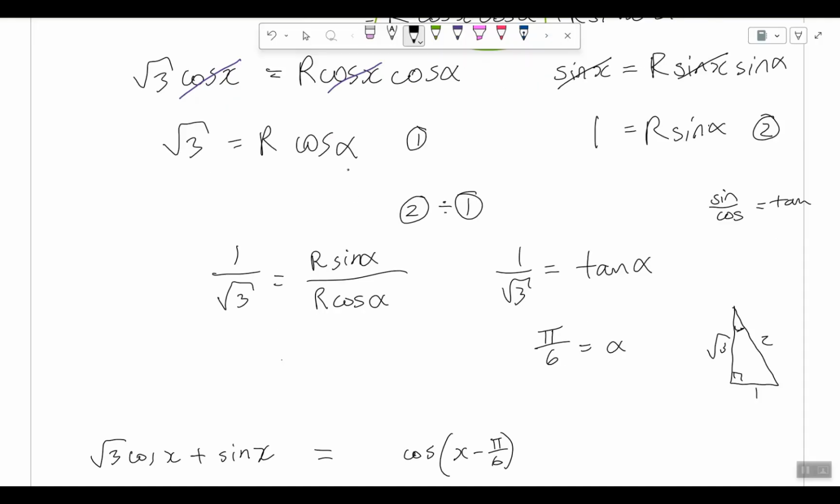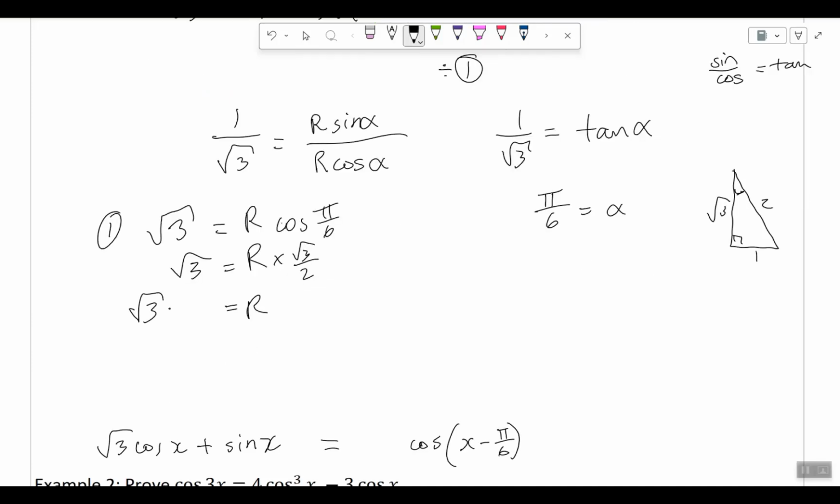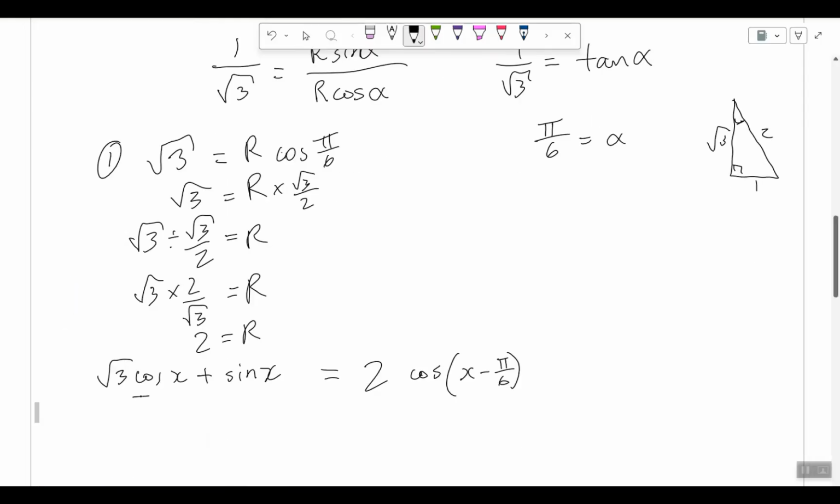Yeah, so we know alpha now, so we could look at equation 1. What's cos pi over 6 equal? Root 3 on 2, correct. Root 3 on 2. So what's R equal? Divide by the fraction. R equals 2. That sum became 2 cos(x − pi over 6), where 2 is what R is, and pi over 6 is the angle.